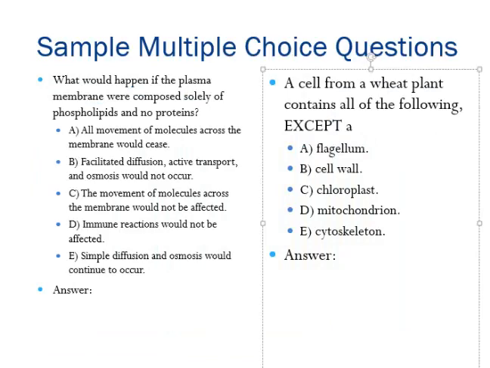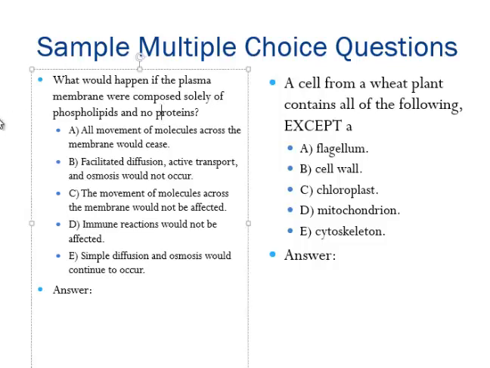So now let's look at some end of lesson multiple choice questions. First we have question A. What would happen if the plasma membrane of a human cell, or a regular animal cell, doesn't matter, were composed solely of phospholipids, which means those orange fat cells on the outside, and no proteins, none of the red things in the diagram that open up to allow things in and out? So it's a good question. What would happen? Would all movement across the membrane cease?